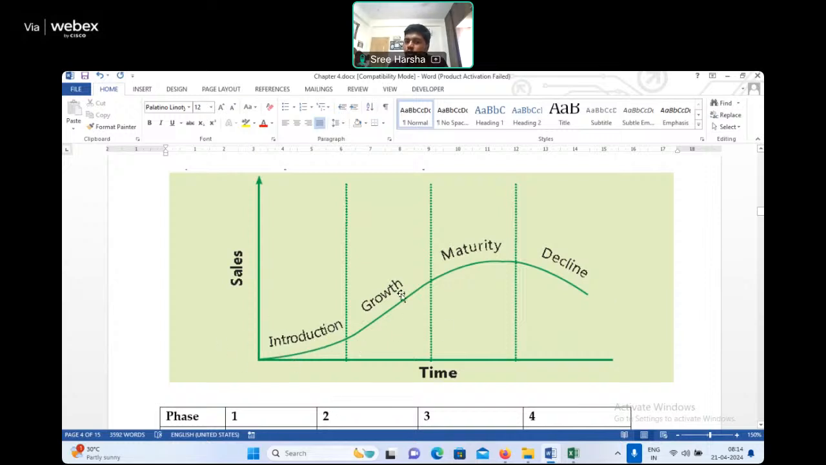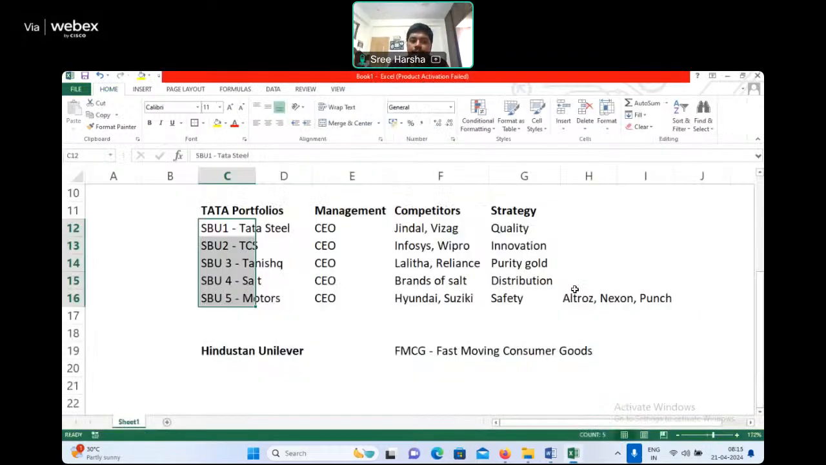So introduction, growth, maturity, decline. Every business or every product will undergo all these 4 stages. Now, it is very important for us to understand which place we are in at present. For example, let's say Tata Group has 5 different businesses. It has many different businesses.